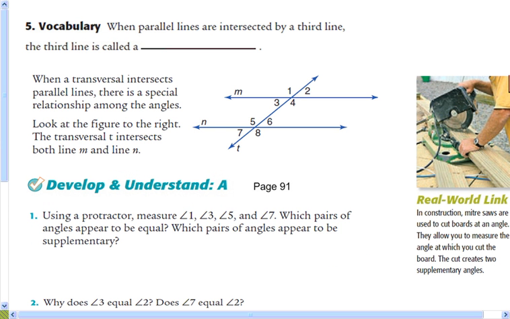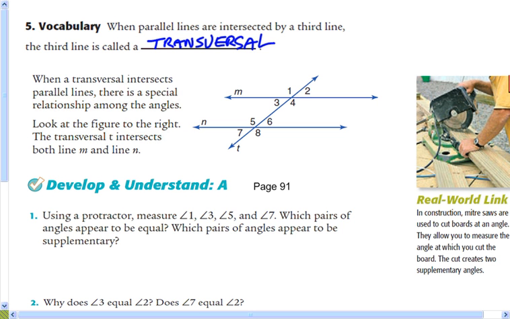So, when parallel lines are intersected by a third line, the third line is called a transversal. When a transversal intersects parallel lines, there's a special relationship. We're going to try and discover those now. I'm going to take a protractor and I'm going to measure angles 1, 3, 5, and 7, and see if you don't notice anything about that.